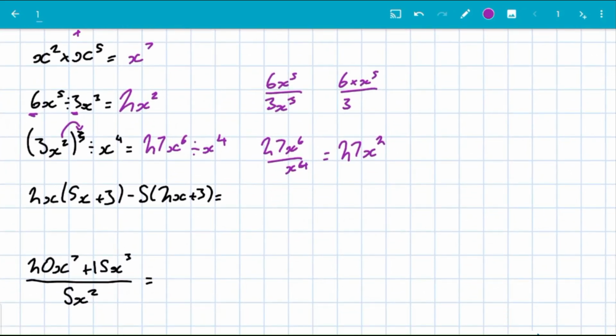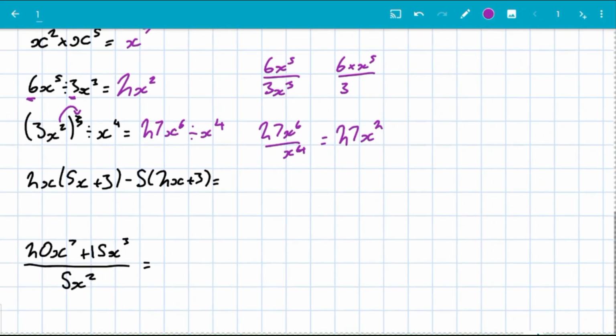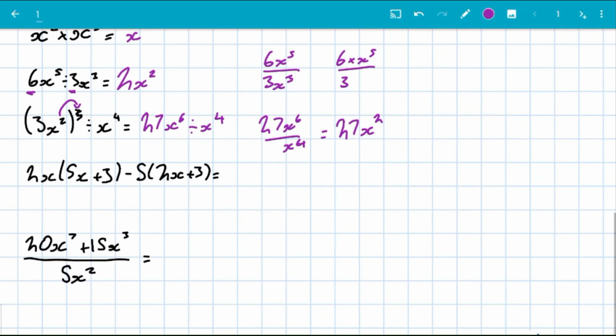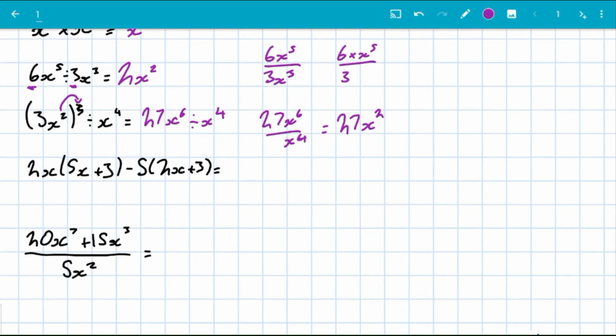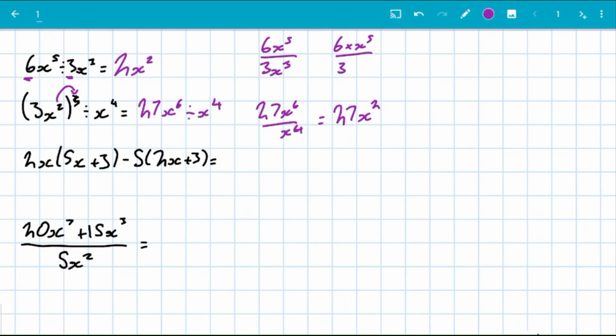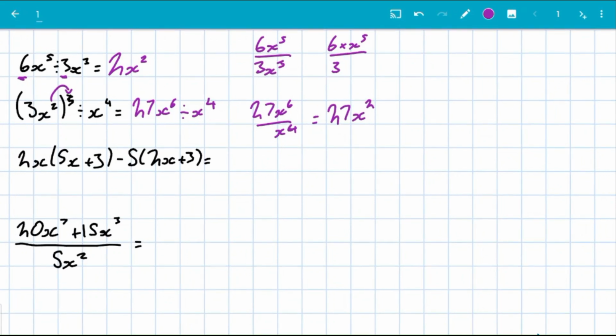Now, these are some harder examples. At the GCSE level, if you're doing GCSE further maths, it gets worse than this, but we'll cover that in future videos. For normal GCSE maths, this is as hard as it really gets.